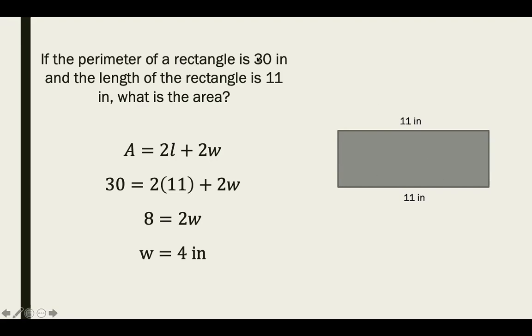11 plus 11 is 22. We know it needs to add up to 30. So that leaves us 8. We divide that by 2 and we get 4, which is basically what this equation is doing. But it's important that we figure out what this missing side is so that we can plug it into the area formula and do length times width, which gives us our area. In this case, it's 44 square inches.